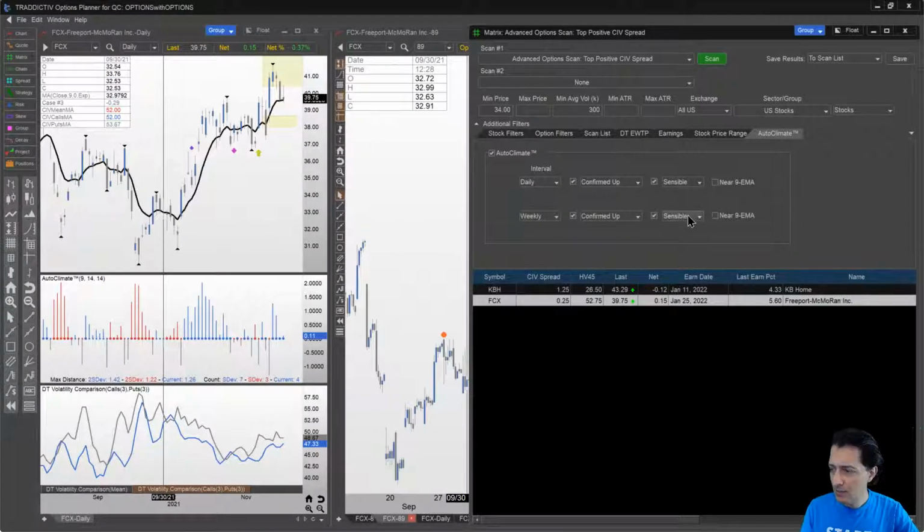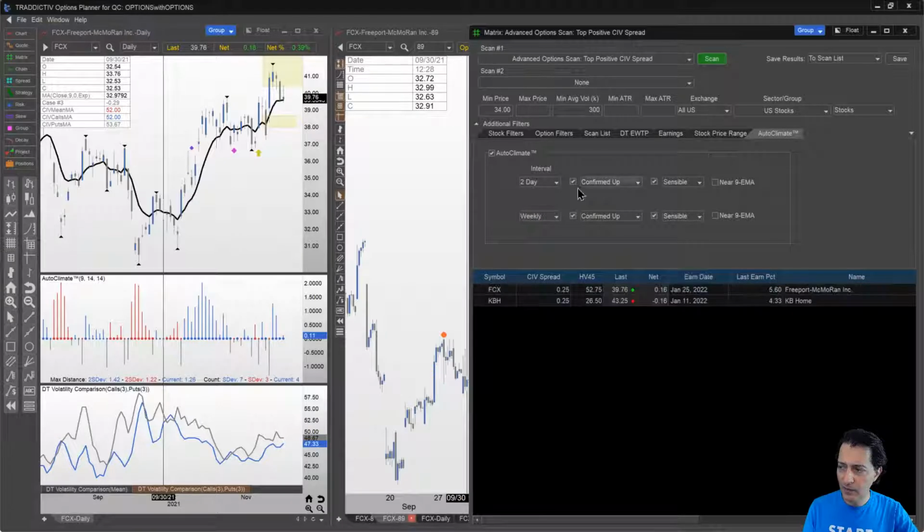So what else? Okay, well, of course, if I go for hopeful, that's a bad idea. You don't want that. Therefore my only choice here, if I want to continue working with AutoClimate, is maybe to vary from daily to 2-day, and see if by looking at the 2-day time frame I get more choices. And it seems that both with the daily and the 2-day I end up with the same choices.